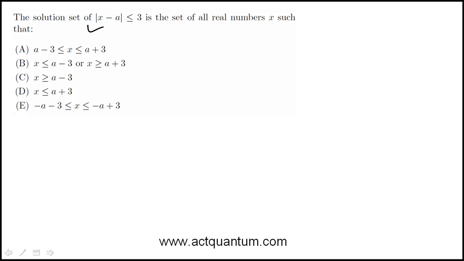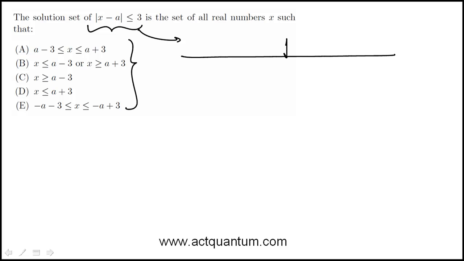So here we're given this absolute value inequality, and the easiest way to do this is to directly create the solution. I'll do it another way by using examples to eliminate the answer choices. But what this means is that on the number line, if this is the point A, then we're looking for those values, because the absolute value of x minus A means the distance between x and A.